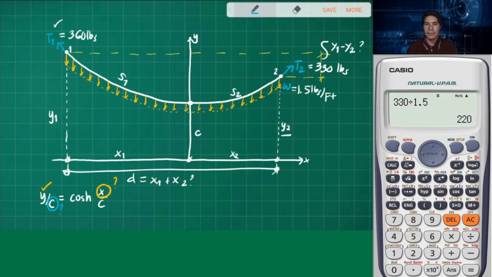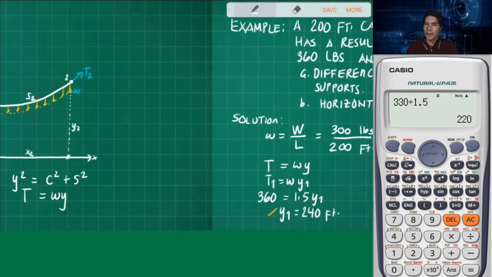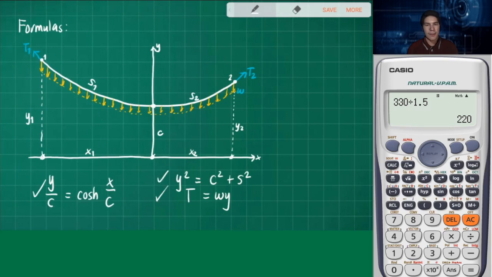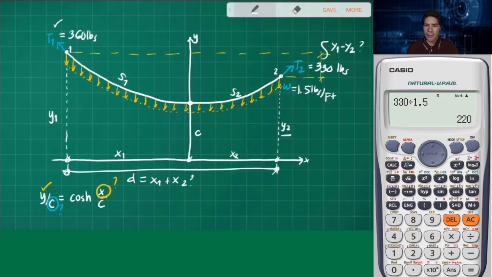Now how we can solve the value of c? So more time formula, diba? The current formula too, and this one. Ito nagamit na natin to. So ito yung magiging formula natin: y squared equals c squared plus s squared. So we can use that one. Dito na ipita natin na y is already given. And then ito yung required natin. So once makuha natin to, so substitute natin yung value dito.